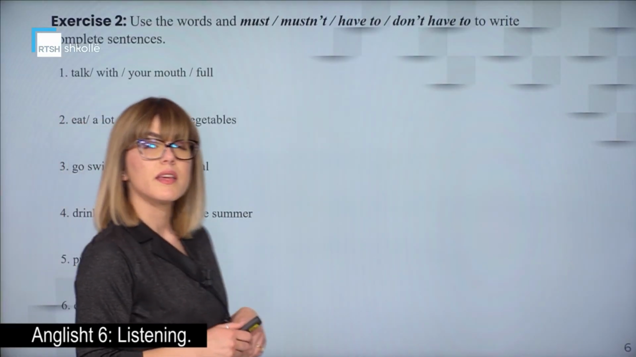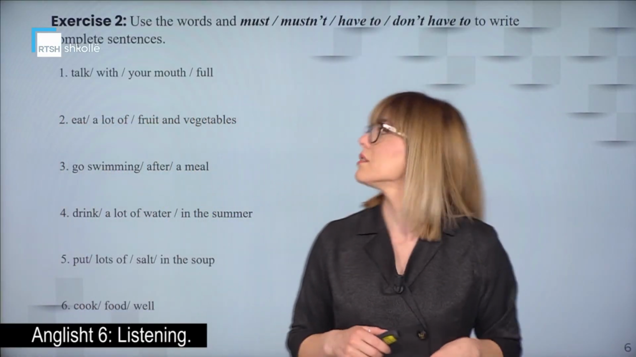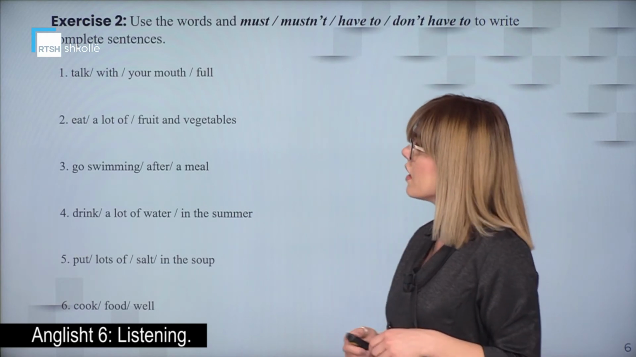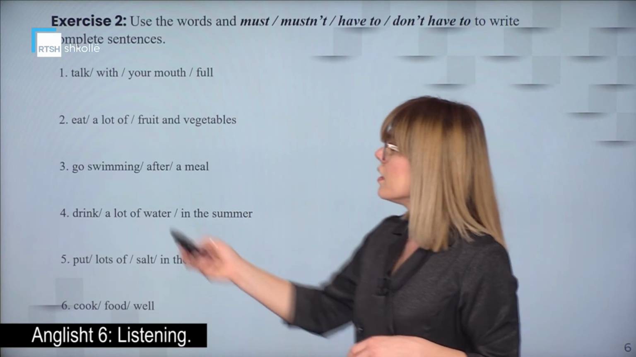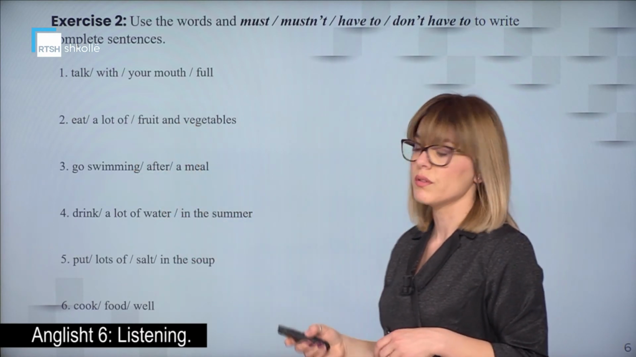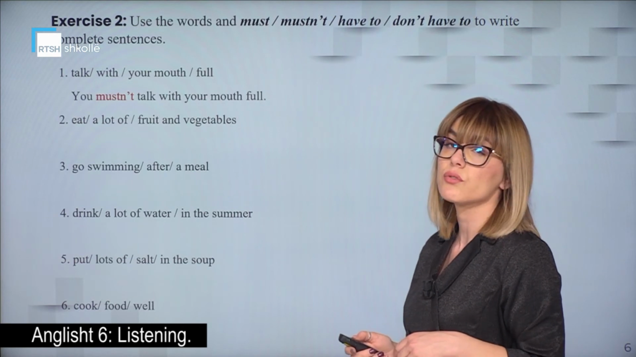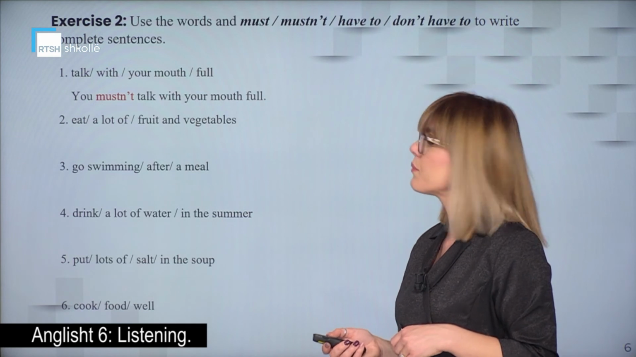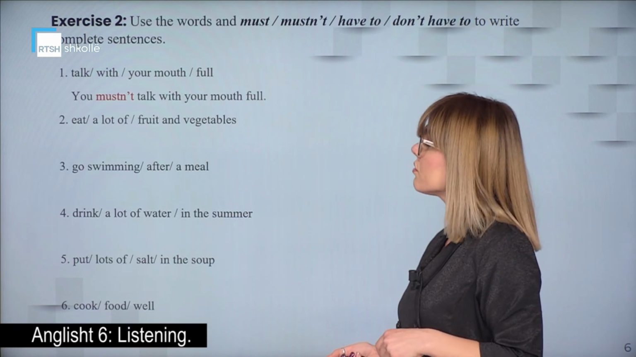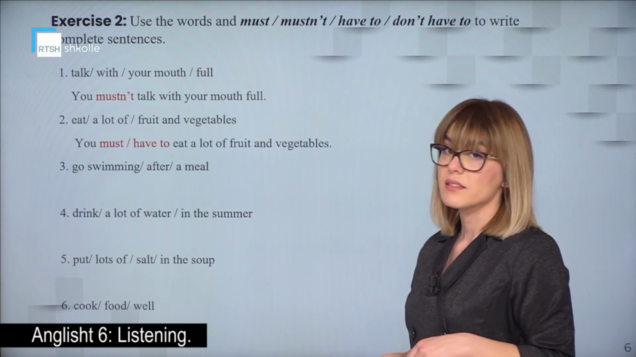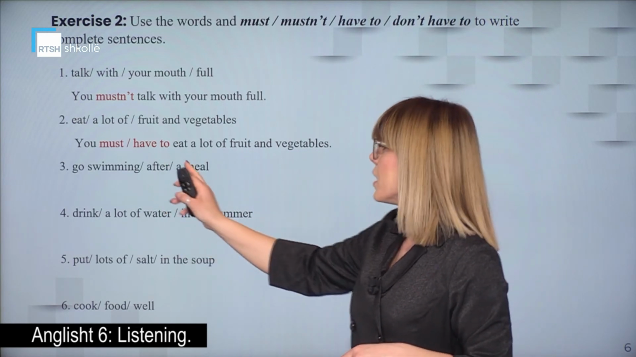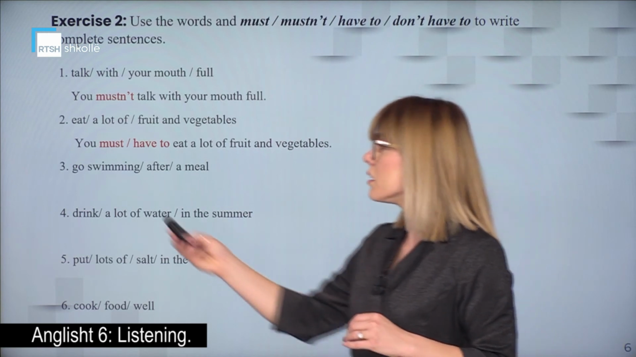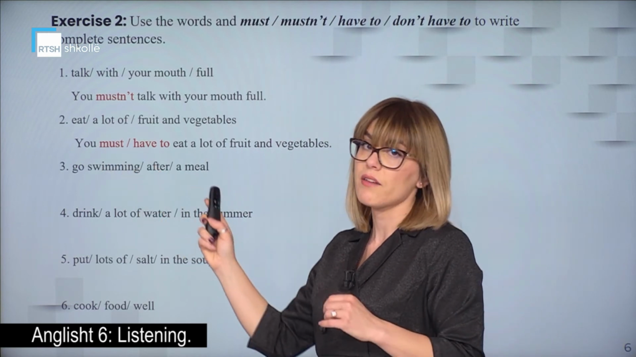Now let's complete the exercise using the words must, mustn't, have to and don't have to. So there are some phrases. Talk with your mouth full. In this case we are going to use mustn't. You mustn't talk with your mouth full. Eat a lot of fruit and vegetables. You must or have to eat a lot of fruit and vegetables. Both of them are correct. Must and have to.